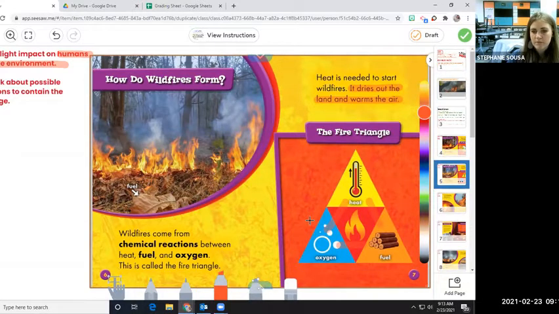Any questions so far? Anybody have an idea of how we could keep the damages from wildfires spreading? Anybody have an idea they're engineering in their head yet? William, what are your thoughts so far?